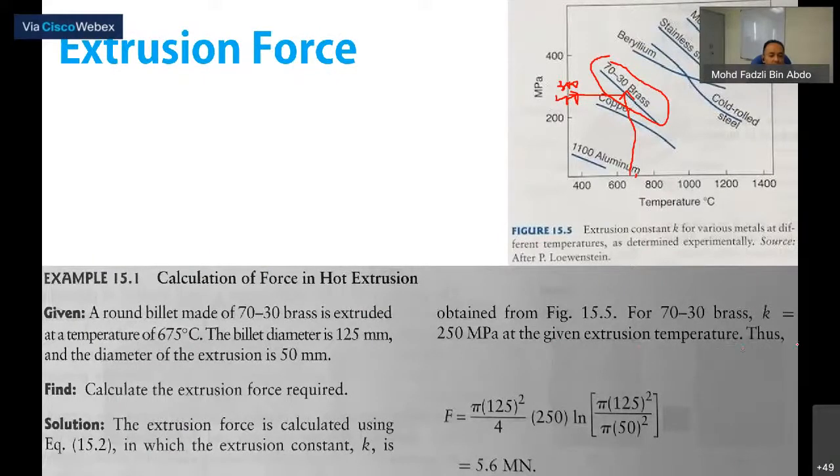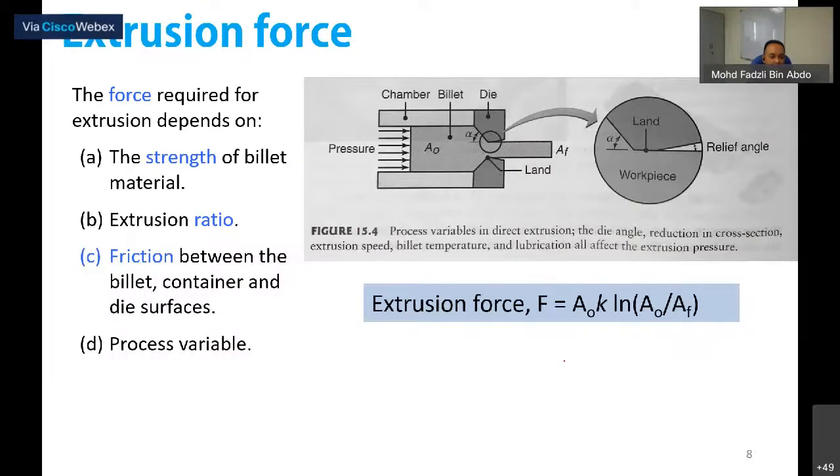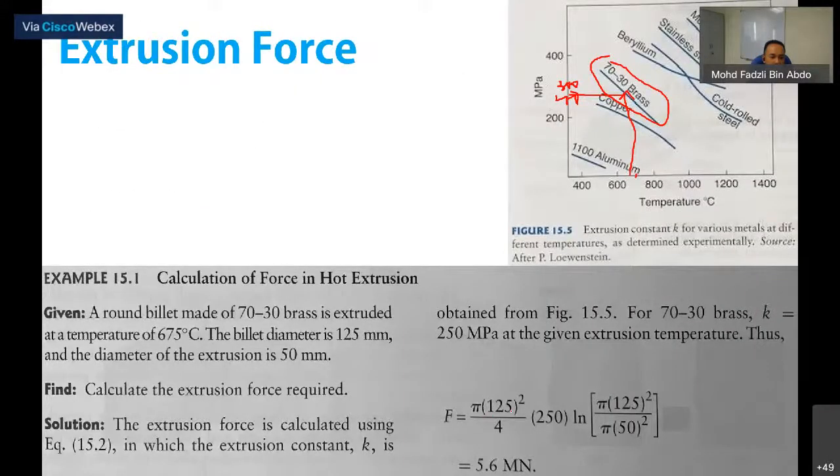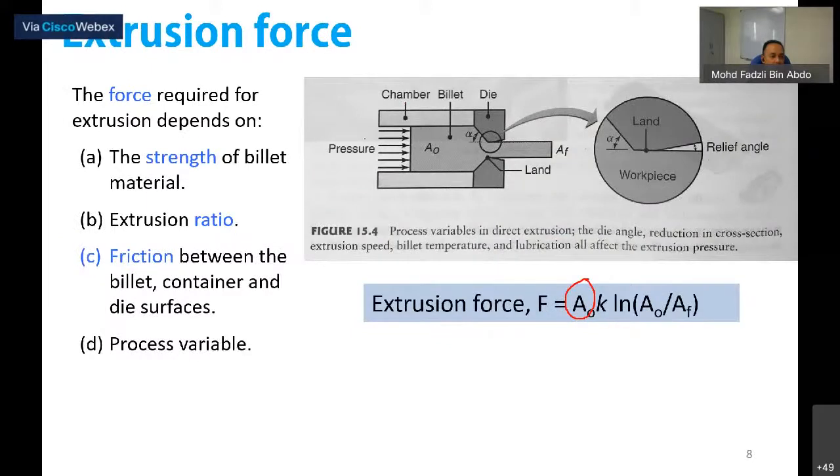At a given extrusion pressure, thus, the F, you masukkan je nilai A0. Ingat A0 ni A, so dia pi D kuasa 2 bahagi 4 untuk dapatkan cross section. Okay. Dia darabkan dengan K ln A0 bagi dengan AF. So kita akan dapat 5.6 meganewton. This is the extrusion force. Extrusion force mean yang ni lah. Ni adalah extrusion force.